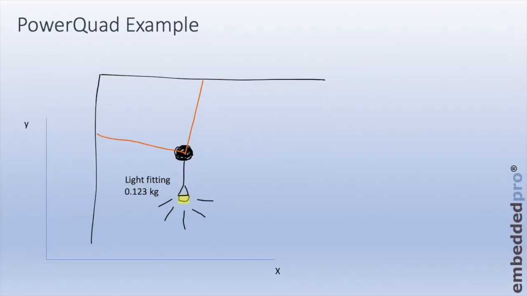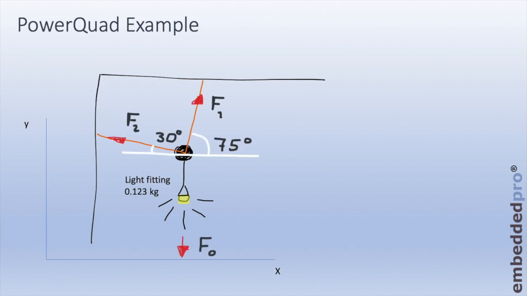Well, I wanted to look at a real-world example where we can use the PowerQuad, and this is the lamp that's hanging over my desk in my office. It hangs from the ceiling, but it's not quite in the right place, so I have another cord that brings it closer to the wall. The light fitting weighs 123 grams or 0.123 kilograms.